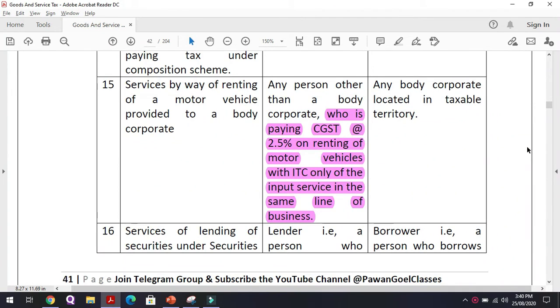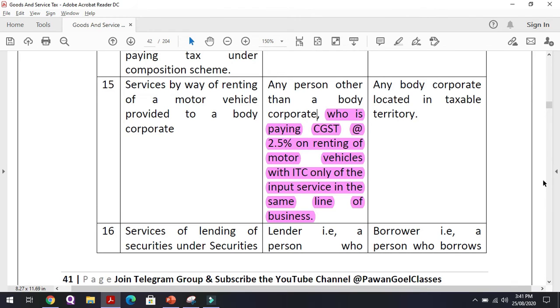Shiv being an unregistered person. But the subsequent thing which comes up says that a person who is paying CGST at the rate of 2.5% or GST at the rate of 5% on renting of motor vehicles and with limited ITC. So when we say that Mr. Shiv is an unregistered person, he will not be paying any GST at the rate of 5% on renting of motor vehicles because he is not registered under GST.